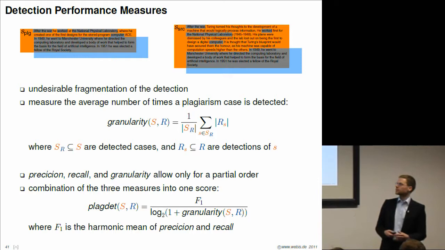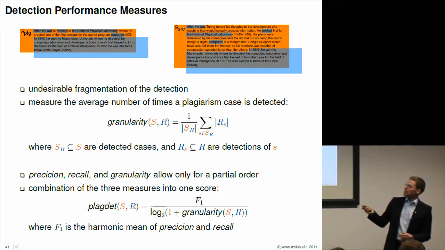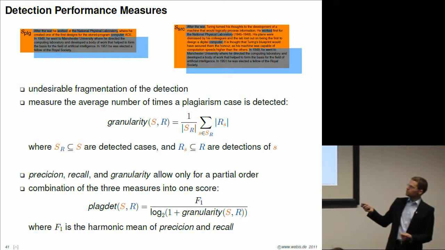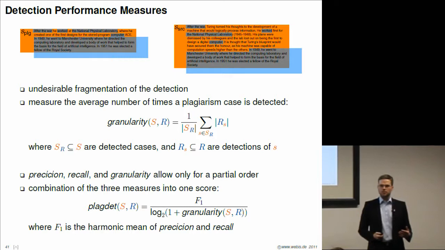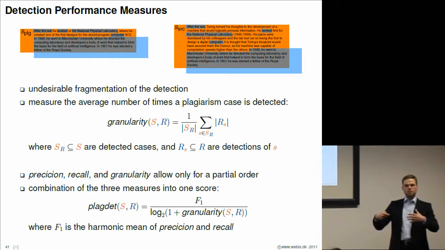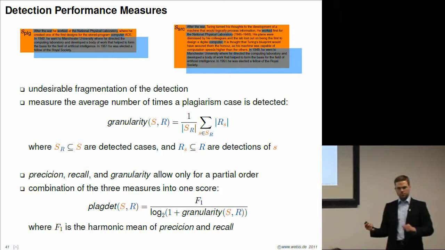What we do is we first compute the harmonic mean of precision and recall, which is usually done in information retrieval. And the second thing we do is we divide this by the logarithm of the granularity. The granularity has the domain of 1 to the number of detections. So this is why we take the logarithm of it. We have noticed that plagiarism detectors usually have a granularity bigger than 1, and even sometimes bigger than 2. But we don't want the F measure of precision and recall to become too small.